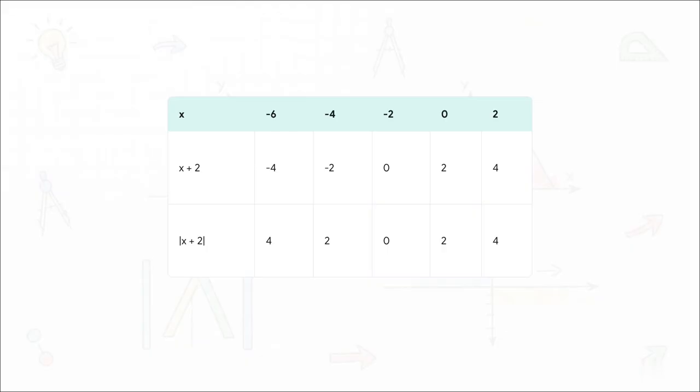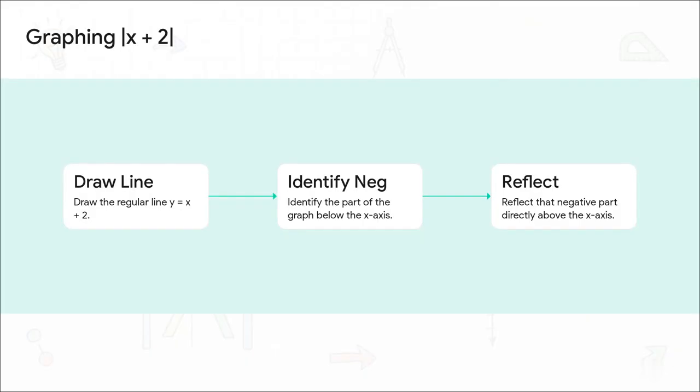Let's track some coordinates for the function |x + 2|. You can see exactly how this transformation builds up. To actually graph this, just draw your line, spot the negative sections, and reflect them straight across the axis.